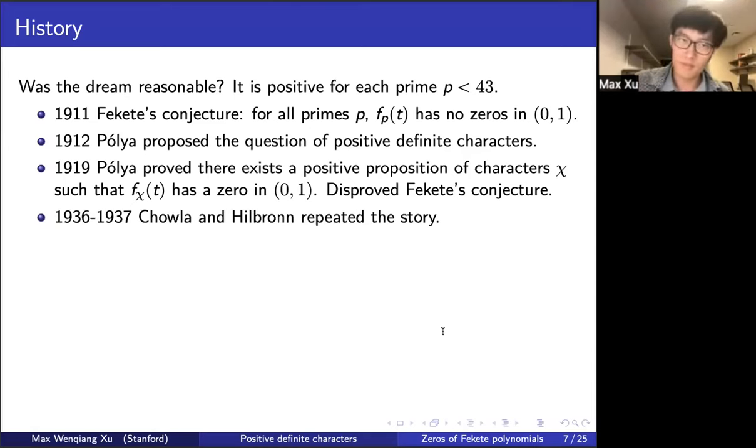And some interesting history here: obviously Chowla and Heilbronn were not aware of this history. So basically in the 1930s, Chowla suggested the question again, basically the same question as Fekete's conjecture, and Heilbronn disproved Chowla's conjecture. So basically the history repeated a bit.